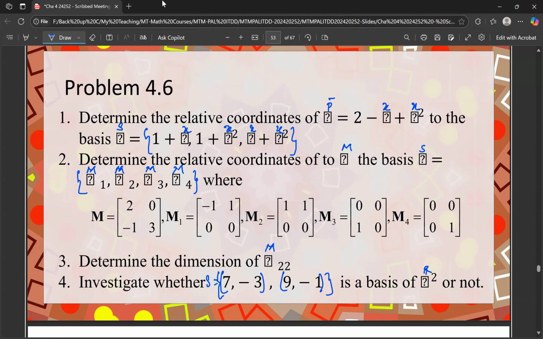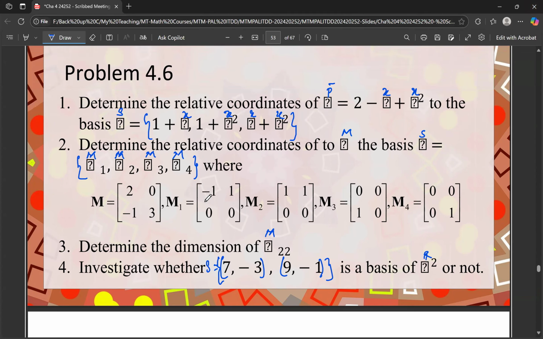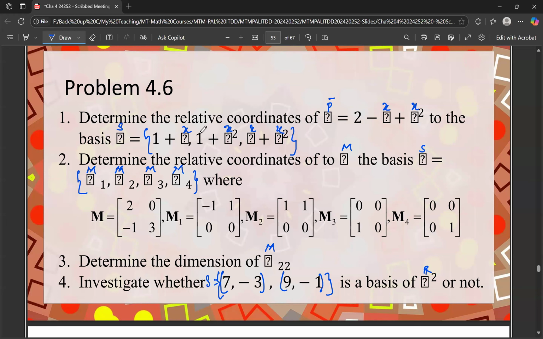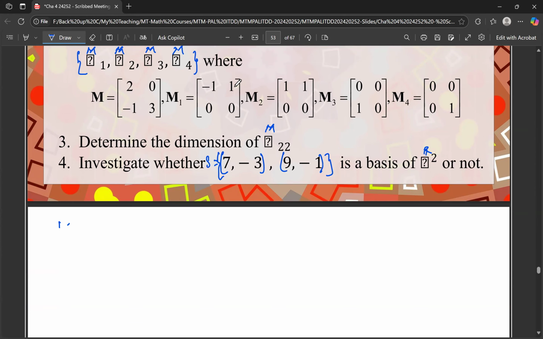Okay, let's go to the first problem. The first problem is how to get the coordinates of P relative to S. So we want to find P based on the basis S.